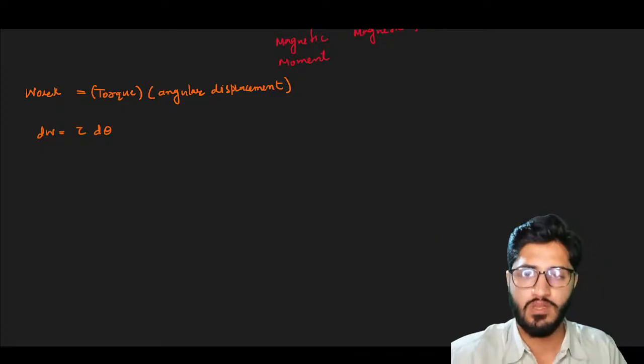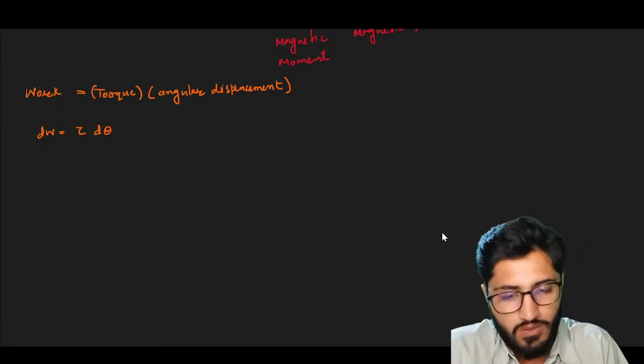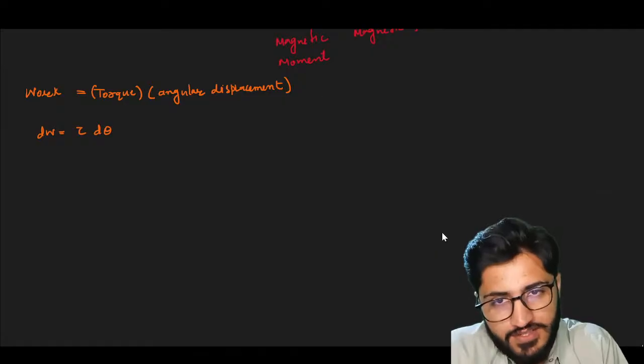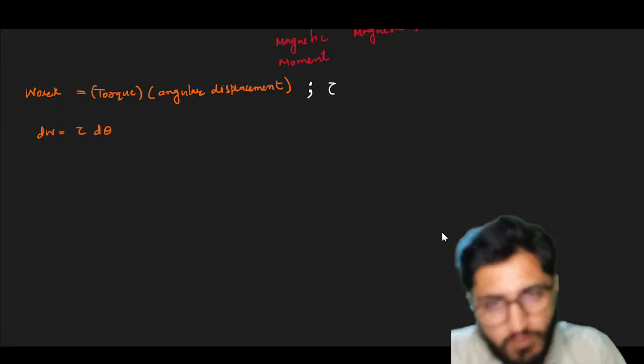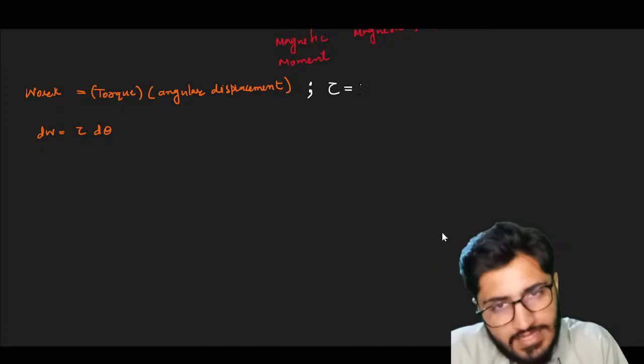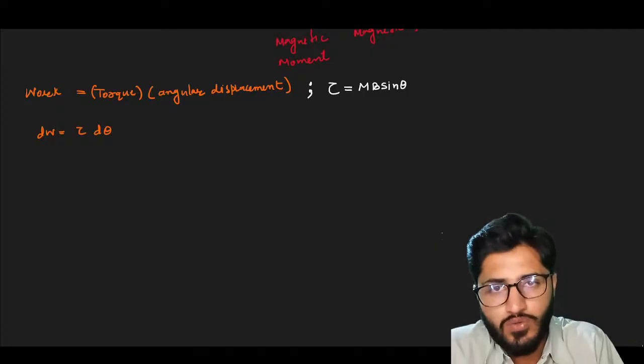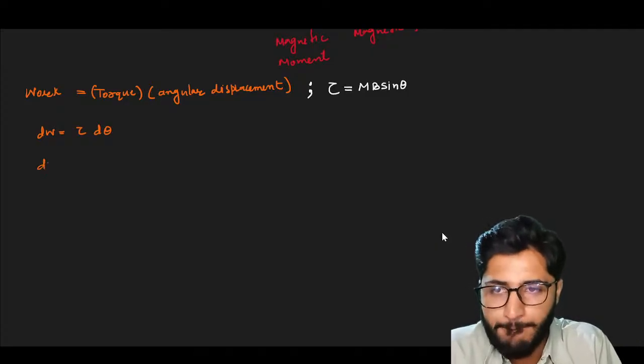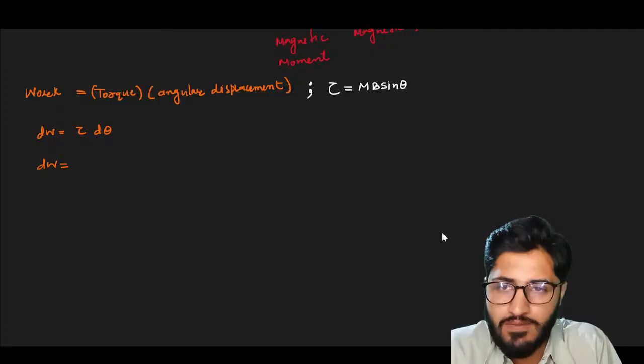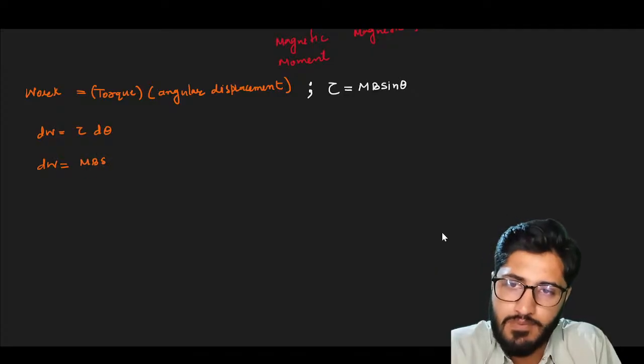Look here. So what is torque now? Sir, I guess from this chapter we know the value of torque. Is it m cross b or is it mb sine theta? Yes, sir, it is mb sine theta. So now you can see here, I can write dW. In place of torque, I will write mb sine theta.